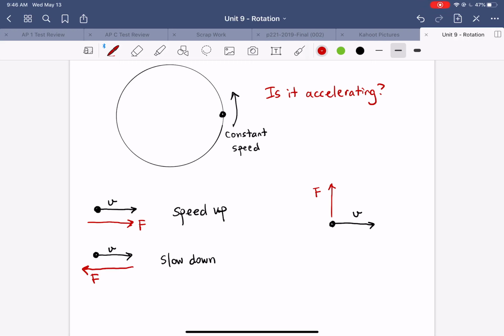For this object, the force is not pushing it forward in the same direction of its motion, but it's also not pushing it backwards. So this object is not going to speed up or slow down, but something will happen. As you can imagine, the object is going to curve. So its direction is going to change, and it's going to start moving in a different direction like this. And it's going to curve towards the direction that the force is pointing. So this object turns or changes direction.